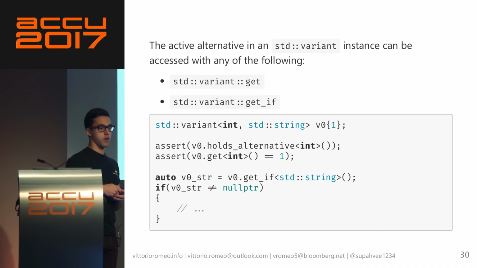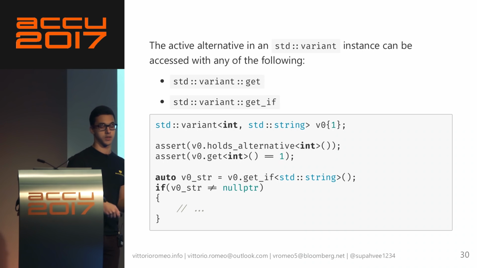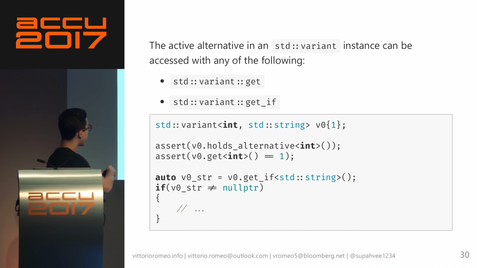Besides visitation, we have other ways of accessing the active alternative inside a variant. Those are std::get and std::get_if, and they provide a way of getting the value inside the variant. In this case, we have a variant between int and string initialized with 1. We can assert that the variant holds the alternative int, which means my currently active alternative is int. Then if we call get with int, we will make sure that it's equivalent to 1.